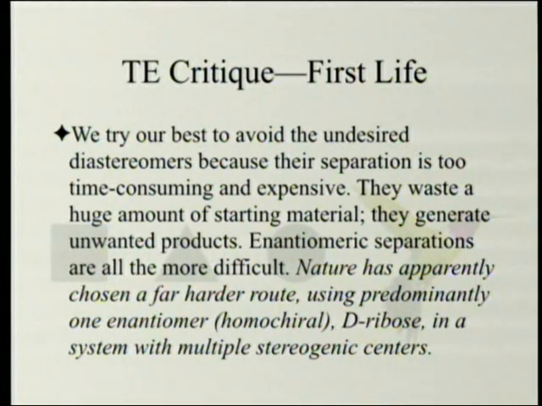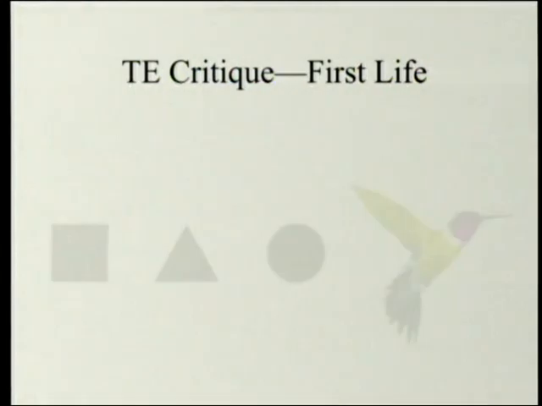We try our best to avoid the undesired diastereomers because their separation is too time-consuming and expensive. They waste a huge amount of starting material. They generate unwanted products. Enantiomeric separations are all the more difficult. Nature has apparently chosen a far harder route, using predominantly one enantiomer, homochiral, D-ribose, in a system with multiple stereogenic centers. So it can go any one of eight ways. It has to be that specific one.